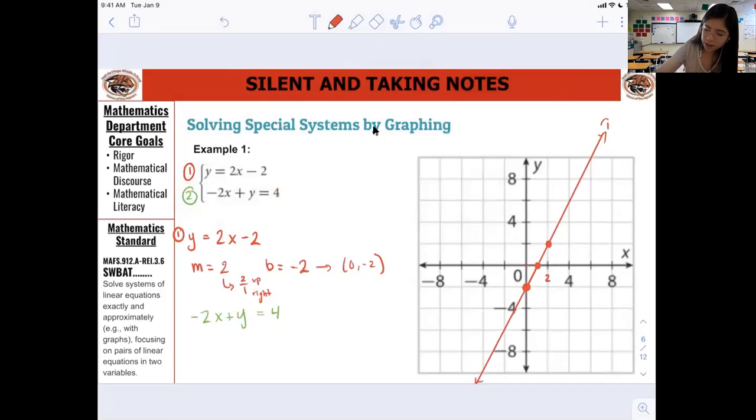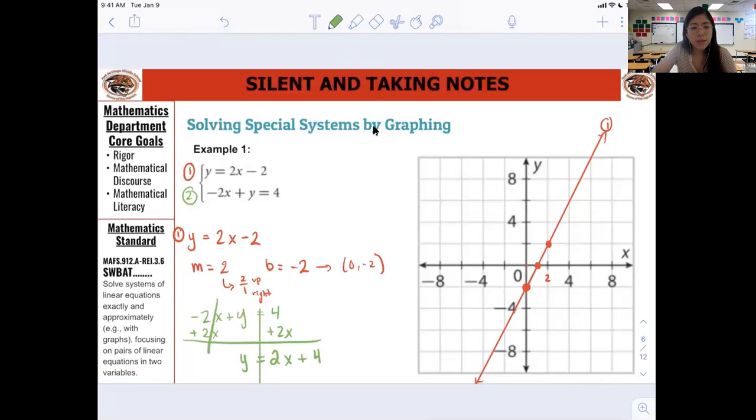Second equation is in standard form, so I need to move who needs to move over? X. Yeah, that x has to go. Should I add 2x or subtract 2x? Add. We're adding. They cross out, and I'm left with y equals 2x plus 4. All right, so my slope is 2. My y-intercept is 4.